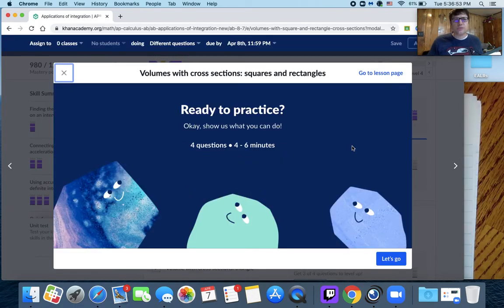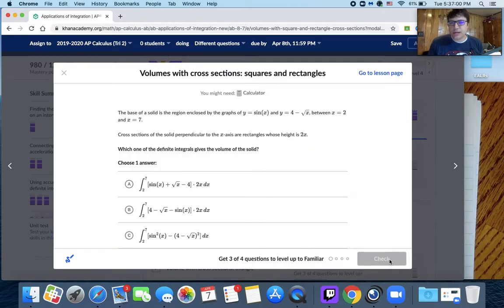I'm going to use Desmos for my calculator, because I don't have the other calculator. My computer got wiped, and so I had to reset everything. So, all right, for the base, I'm going to use Desmos for the graph.